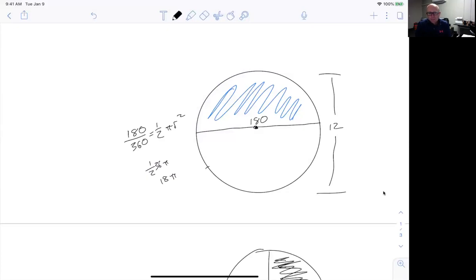So what would be the probability of hitting that sector? Well, if I took that and put it over the area of the whole circle, which is 6 squared times pi, so 36 pi, that would cancel and I would get basically 1/2 or 50%. So again, the area of the part that I'm trying to hit over the area of the whole thing. How did I find the area of the sector? Well, I took the angle that it made, that 180-degree angle, and I put that over 360.